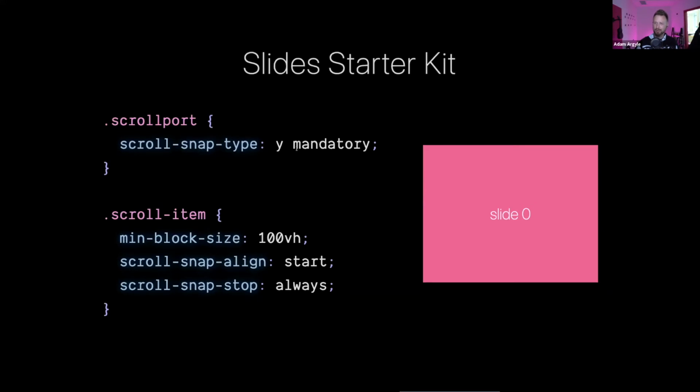So we've got a scroll port with Y mandatory. We set the scroll item size to pretty much be the size of the viewport. We tell it to align to the top here, and we tell it to stop on each one because we want users to be forced to look at each slide. I can try to whip past these, and, oh look, that one I got, I must have dragged my finger a long time. But yeah, you get this really nice guided flow through slides with just a few lines of code.